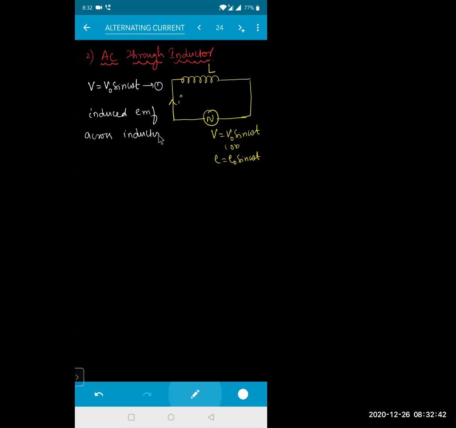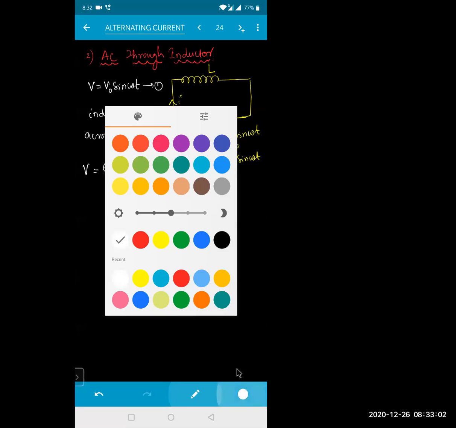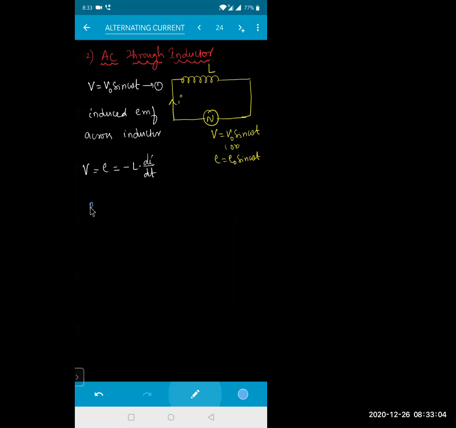What is the induced EMF across the inductor? The formula is E equals minus L into di by dt. E is nothing but V also. So V equals E equals minus L into di by dt. Now let us apply Kirchhoff's voltage law for this.